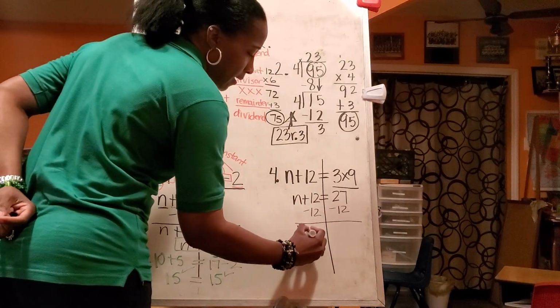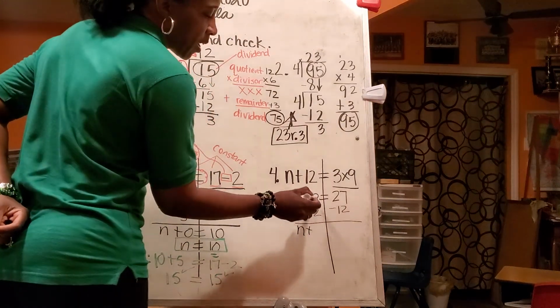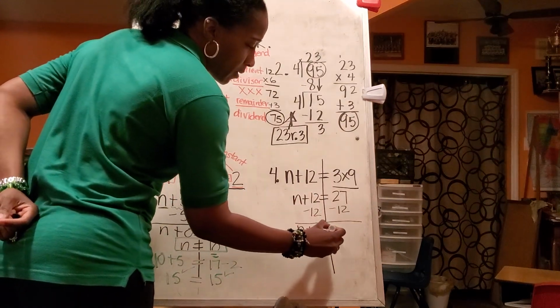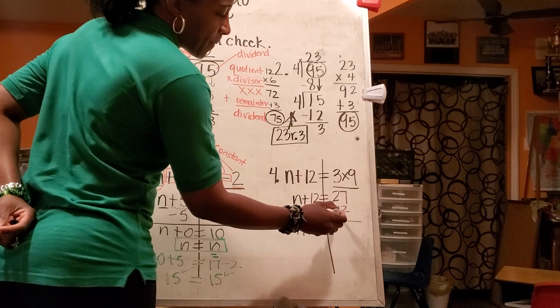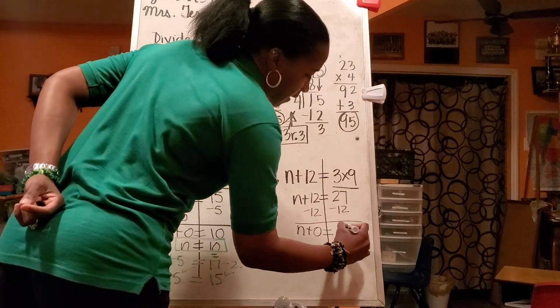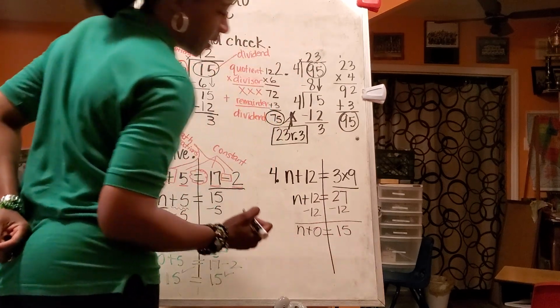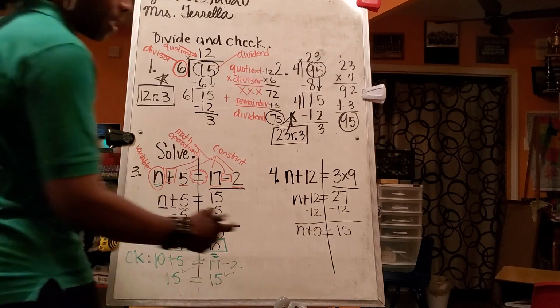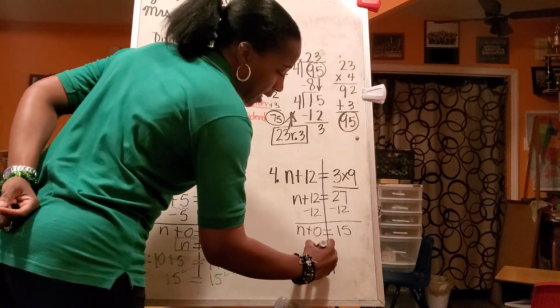n plus, I know 12 minus 12 is 0. 27 minus 12 is 15. n plus 0 is n.